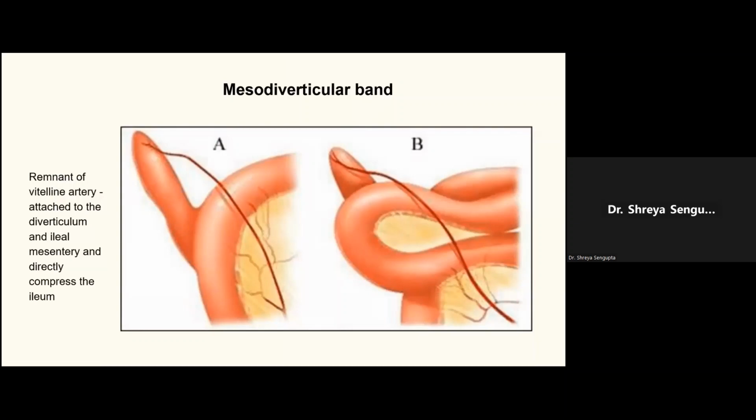Now, this is the vitelline artery, or the branch from the superior mesenteric artery. So what happens? A loop of the bowel goes in between the artery and the Meckel's diverticulum, causing obstruction. So coming back to our case.